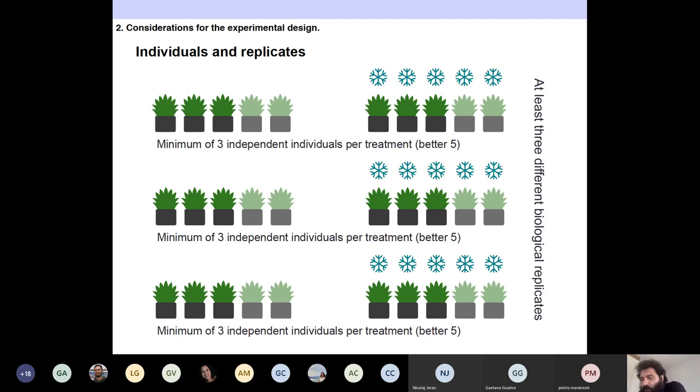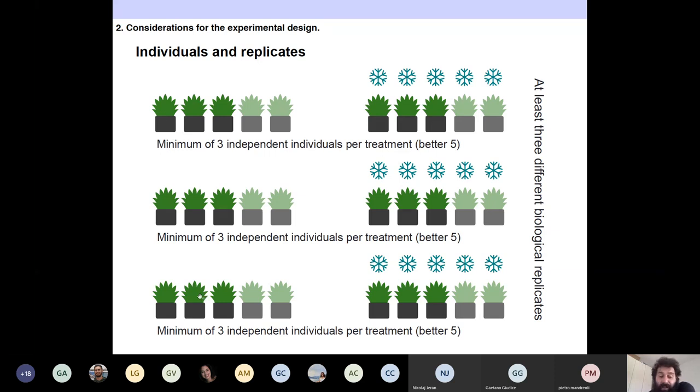But supposing that you can really control how many individuals you want to test, my recommendation, if you are working with plants, let's say you have control plants and then some treatment, like cold, is that you want at least three different plants per replicate. Three for control, three for cold, for replicate one; three control and three cold for replicate two; and three control and three cold for replicate three. And these should be independent, so this one cannot be the same as this one. They should be independent plants.